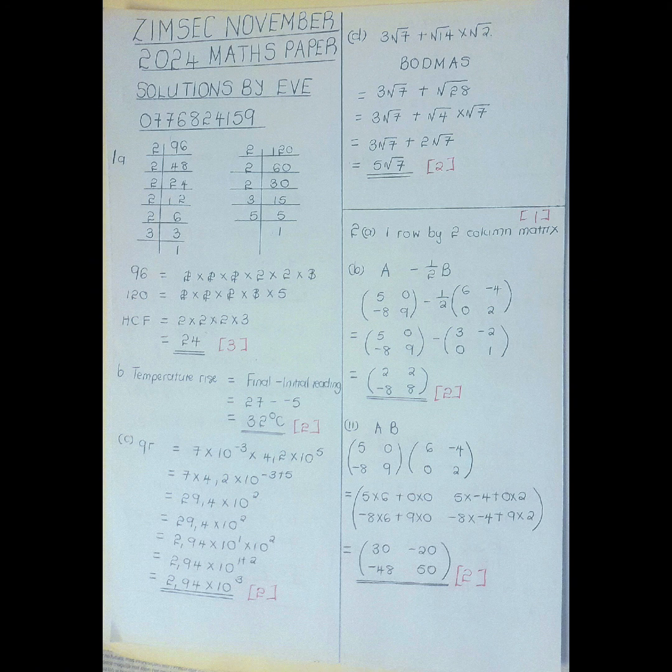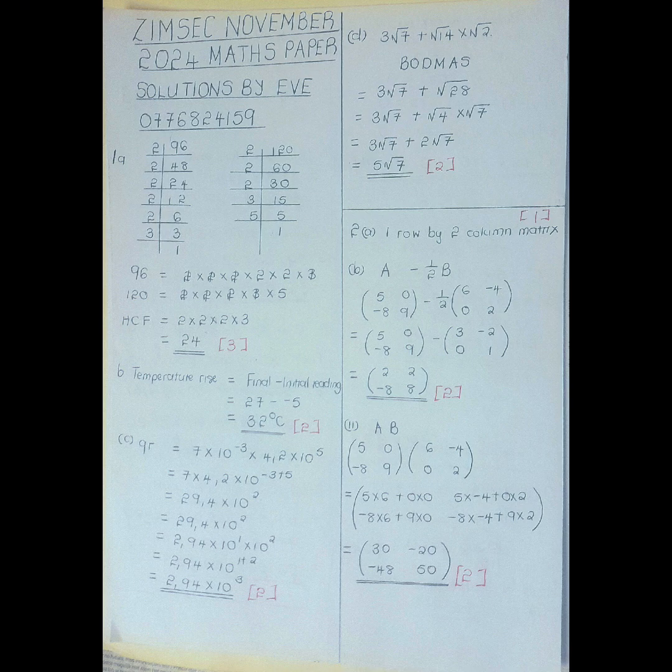And then the next question is requiring us to multiply matrix A and matrix B. So it is a 2 by 2 matrix. The answer is also going to be a 2 by 2 matrix, right? So we say the first row times the first column in the second matrix, and then the first row in the first matrix times the second column in the second matrix, right? And then we say the second row in the first matrix times the columns in the second matrix, right? So that our answer is going to be 30, minus 20, minus 48, 50.